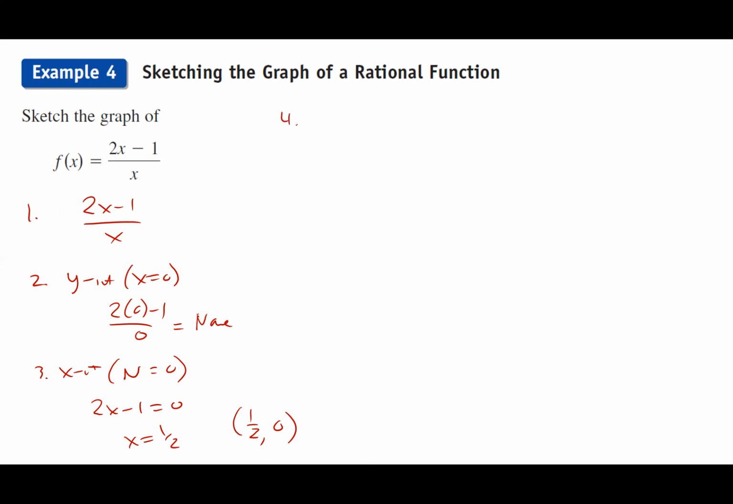Number 4, I think 4 is vertical asymptotes, right? The vertical asymptote is x equals 0. No wonder it didn't cross the y-axis, because I had a vertical asymptote right at x equals 0. And horizontal asymptotes.